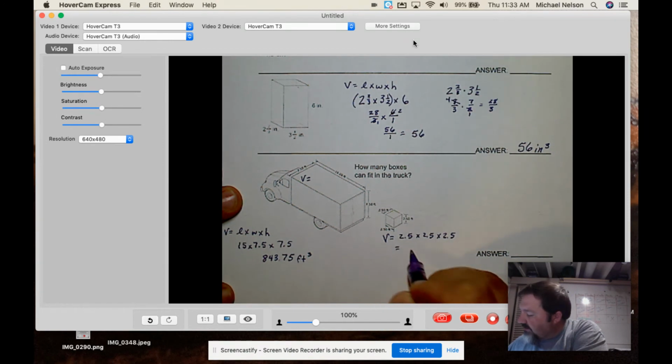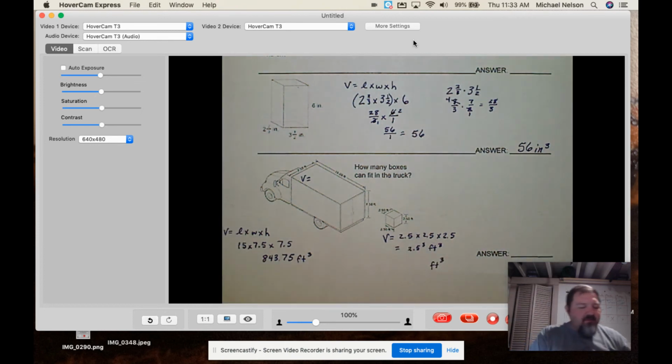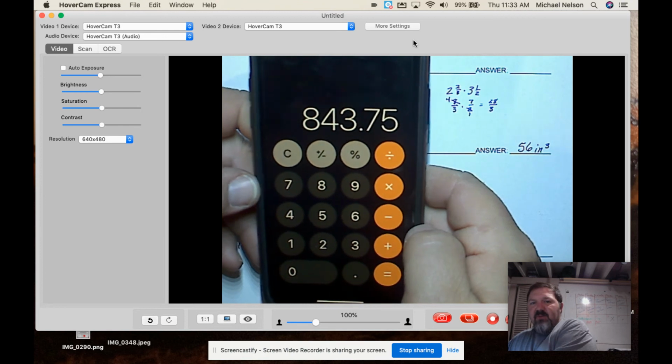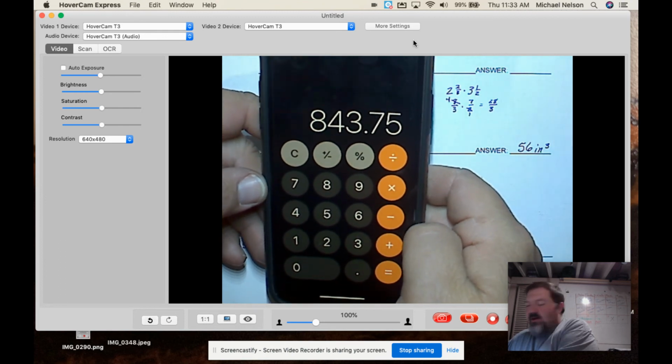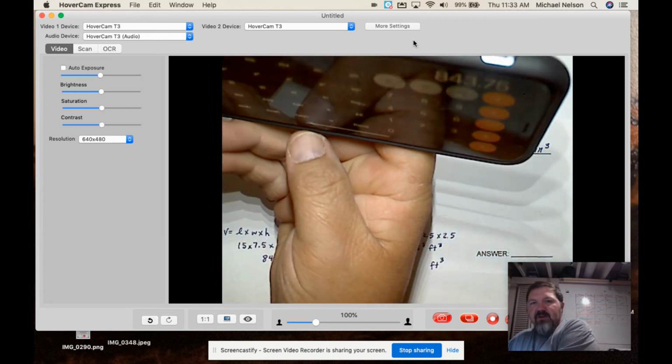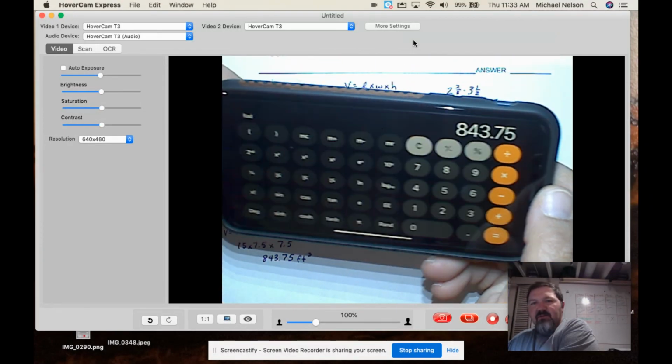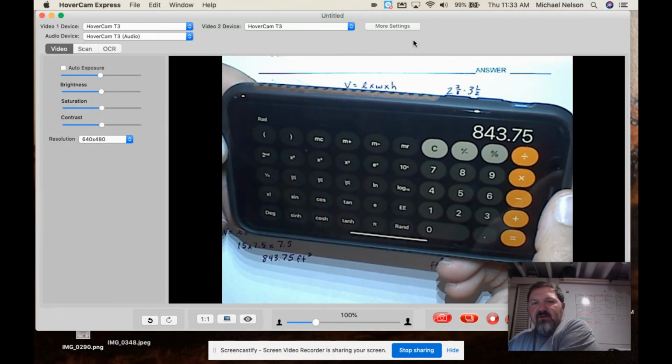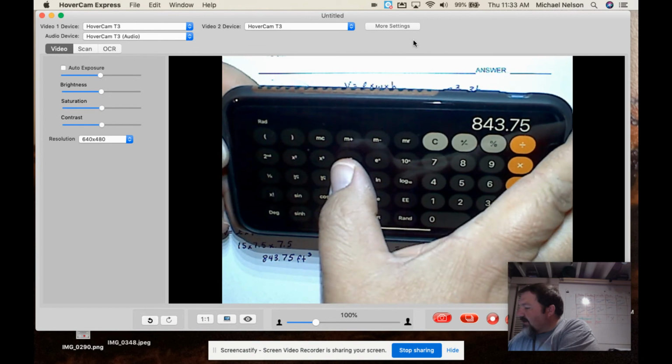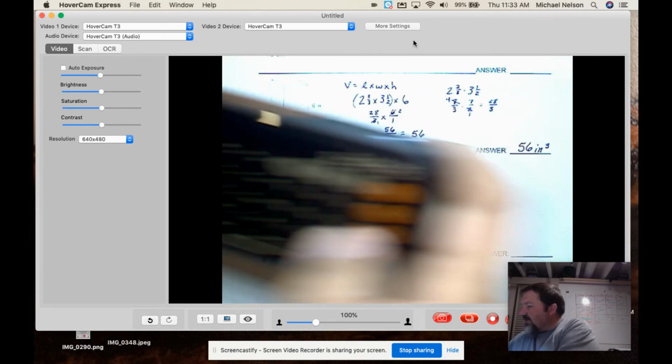Or that's the same thing as 2.5 cubed, right? With the feet cubed. No calculation needed here. I could do that on my calculator. If you have your calculator set to this mode, then you have a regular calculator. But you can actually, if you're on a phone or something, split it to this, and then you can use the X to the Y button. So let me show you that real quick.